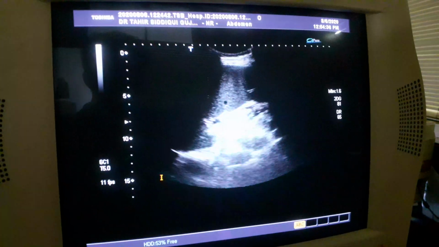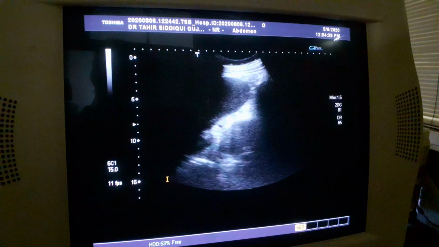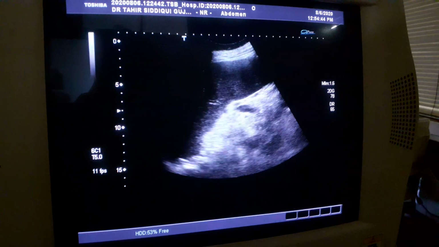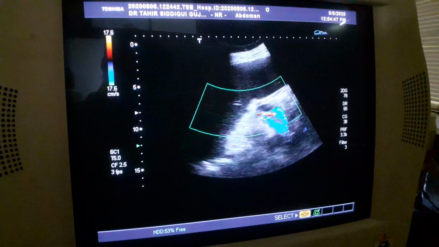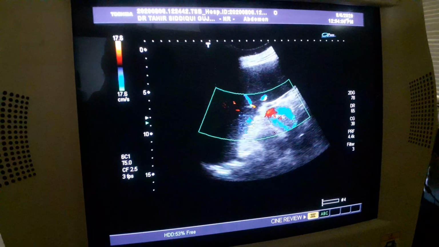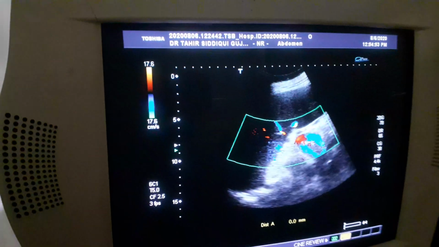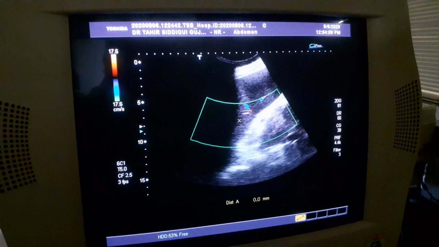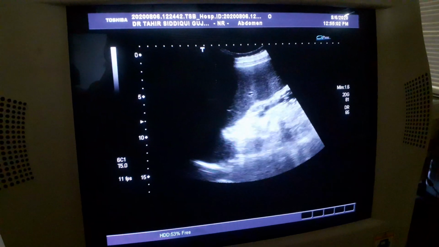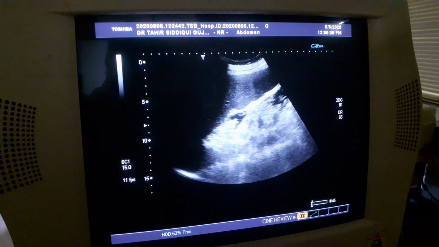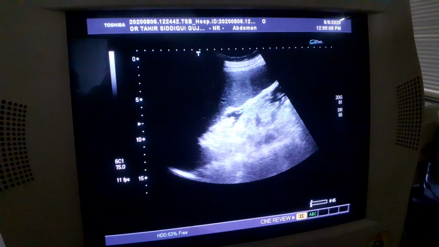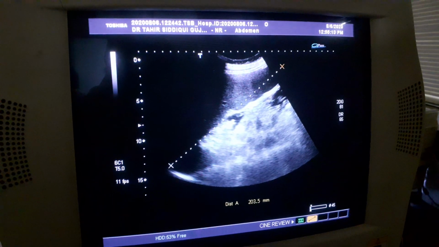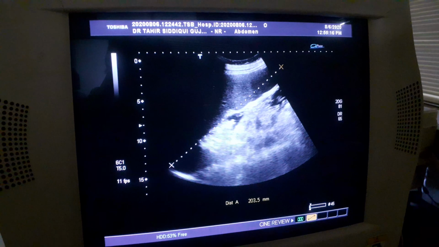now I'm going to focus on the spleen. This is the spleen in longitudinal section. Splenic vein and splenic artery you can see arising from the hilum. The normal dimension of spleen is 12 centimeters, and in this patient it measures approximately 20 centimeters, so significantly enlarged.